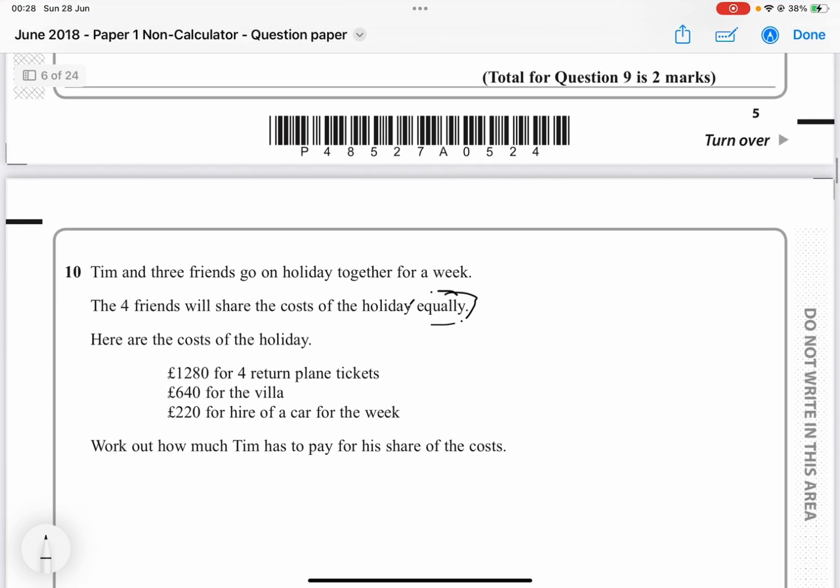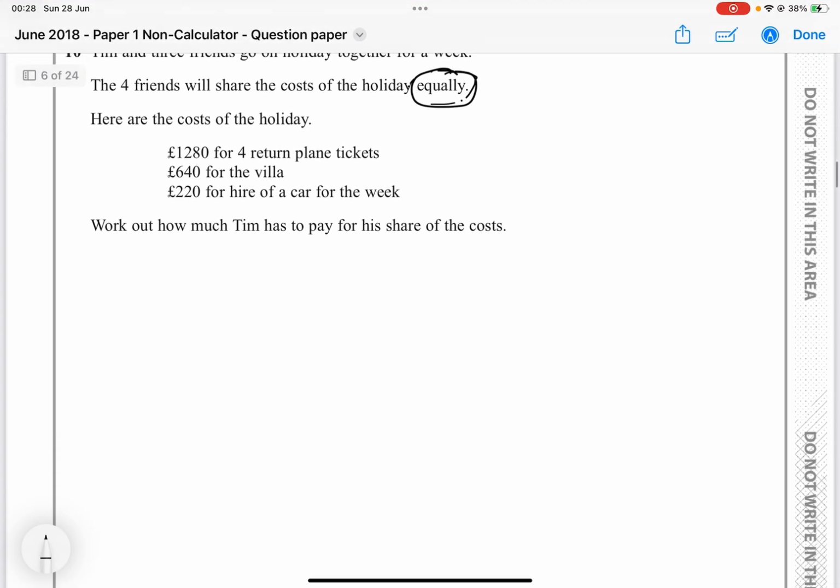So that's important. They will share it equally. Here are the costs of the holiday. £1,280 for 4 return plane tickets. So I'm going to write all of the costs down and then add them together later on. Pretty sure that's what we need to do anyway. £640 for the villa, and £220 for hire of a car for the week.